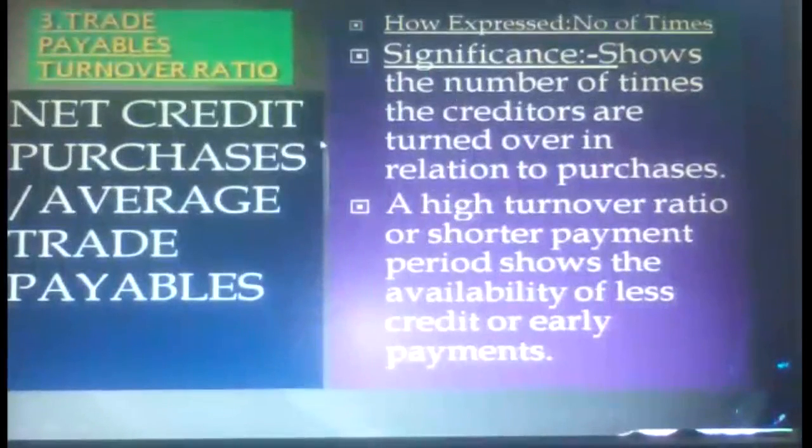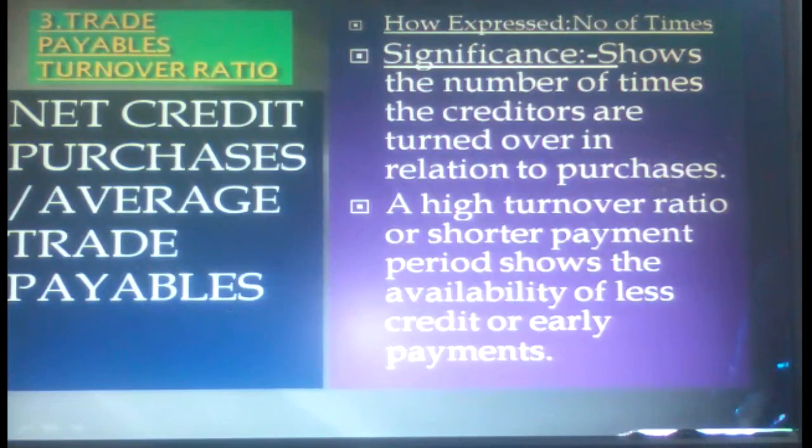Now the third one, trade payable turnover ratio, the opposite of our trade receivables. Here net credit purchases are nothing but our credit purchases from our creditors. Any purchases on credit, later on we are going to pay our creditors. That's what it is: net credit purchases divided by average trade payables. Here also it is expressed as number of times.